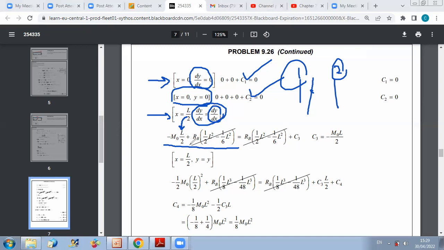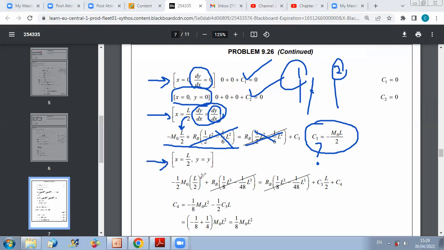I can see that there are 2 terms that are equal in my equation, so I can cancel them. And then I can get C3 as a function of M0. So the continuity of slope will give me the constant C3. And now, once I know C3, I apply continuity of deflection to get the expression of C4.